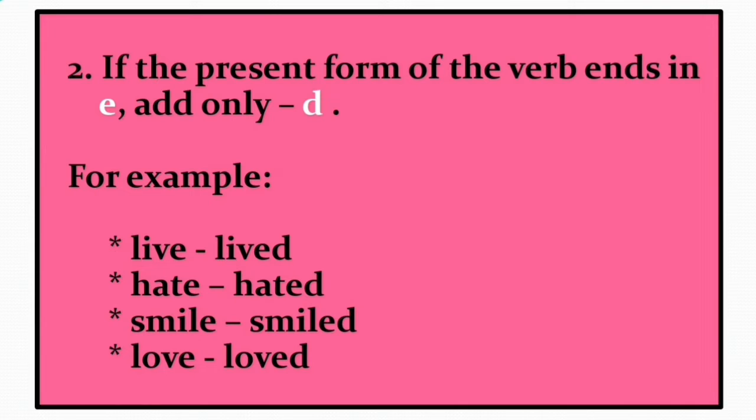Now the rule number 2. In the rule, you can see, if the present form of the verb ends in E, add only D. In the previous rule we have seen that if there is any letter except E, we have to add ed. But now, as we already have E, we just need to add only D to make the word past. Here you can see the examples: live becomes lived, hate hated, smile smiled, love loved. In all these words we have E at the end, so we have added only D to make the words past. I hope all of you have understood that if there is the letter E, then we have to add only D to make the main verb into past, and if there is any other letter except E, then we have to add ed to make it past.